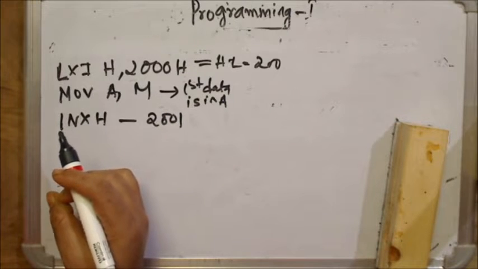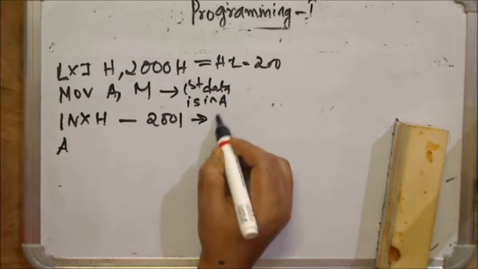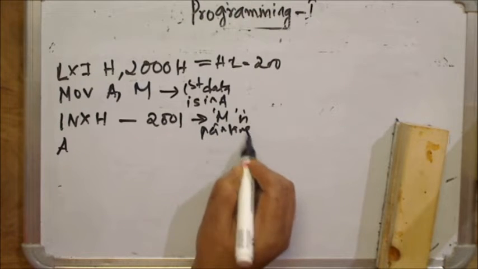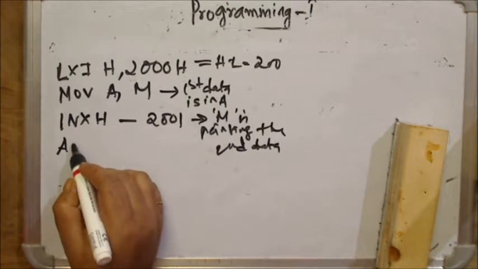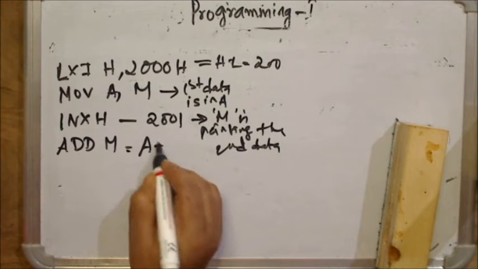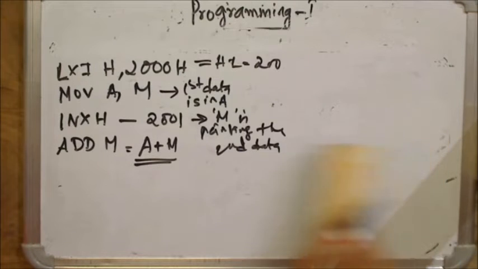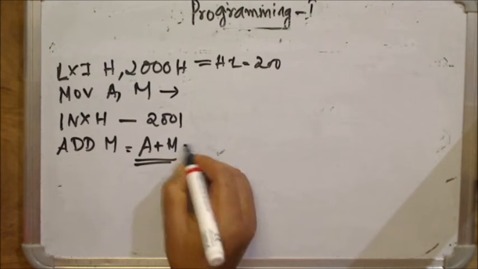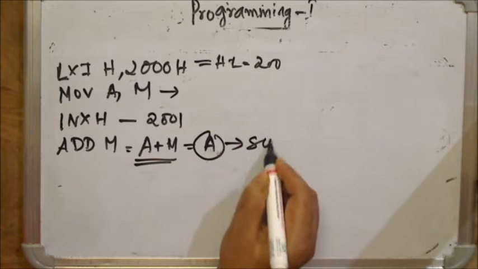Now M is pointing to the second data. So what is the fourth instruction? ADD M. The data stored in A will be added with the data pointed to by memory location 2001, that is M. And after addition, the result will be stored in A. That is, A now carries the sum.